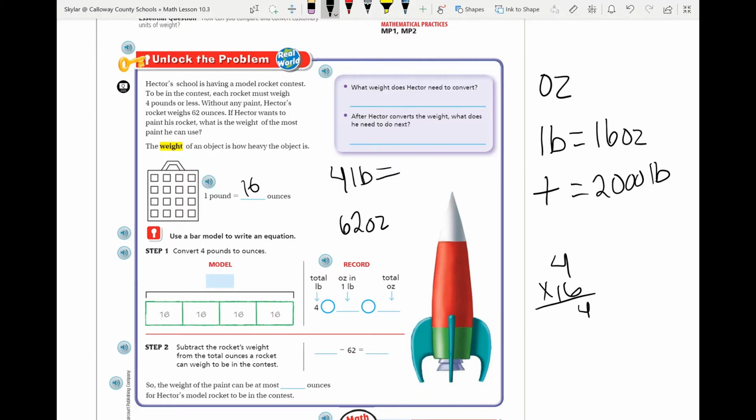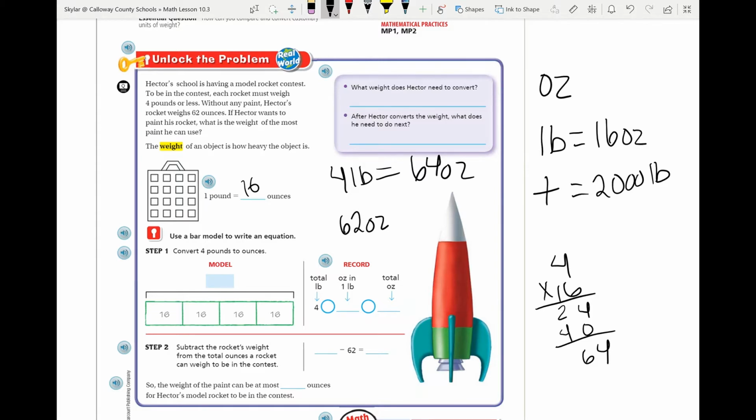6 times 4 is 24. Oh man, I did this a silly way. Carry your 2, 1, 4, 64. So, the limit for his rocket is 64 ounces.